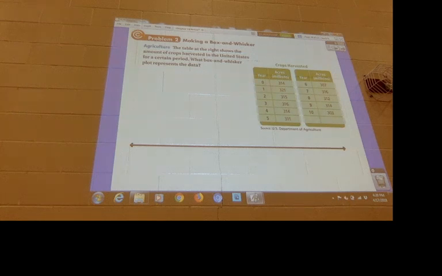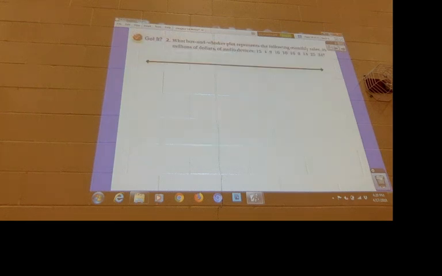Okay, you try and create a box and whisker from this data. Actually, don't do this one, do the other one. It's a smaller number. Thank you, you're so nice.